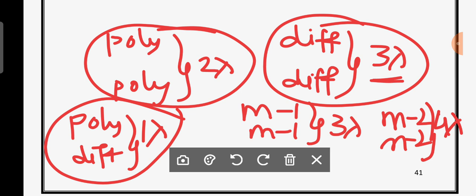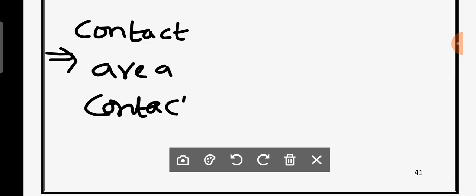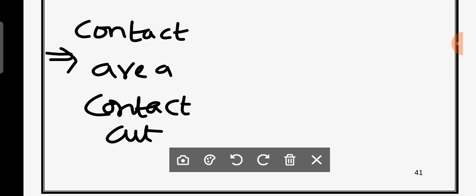Okay. And one more important thing I have to tell. In this, you are having a contact area. And one more important thing you have to remember here, after the contact area you are having a contact cut. Is it clear? This contact area is represented with a square. I will draw it very cleanly. This contact area is going to be represented with a square.